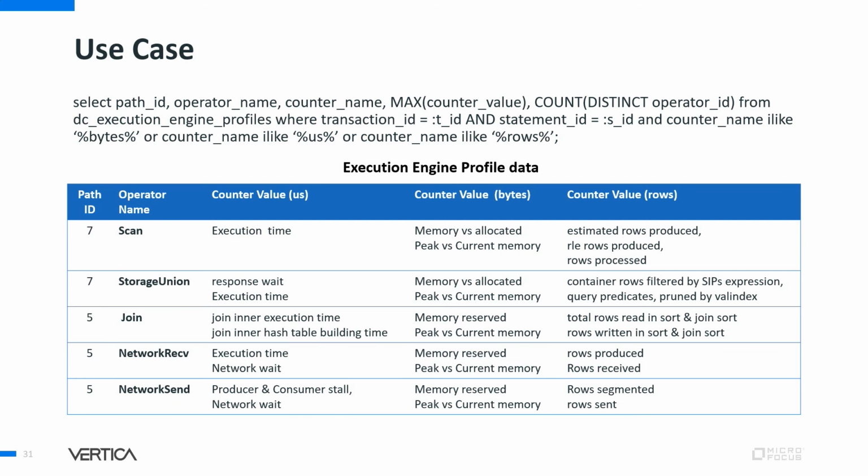For example, you can see there are different operators here, like scan, storage union, and join, and for each operator you can see counter values like the execution time, how much memory was requested versus allocated, and how many rows were produced. Like this, you can check this information for all the operators in the DC execution engine profiles.